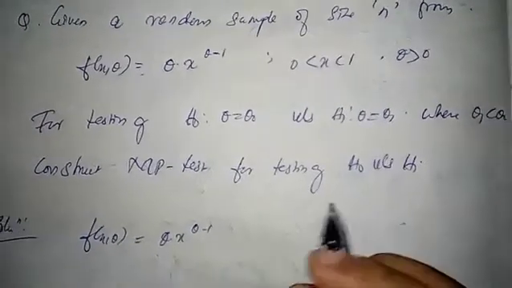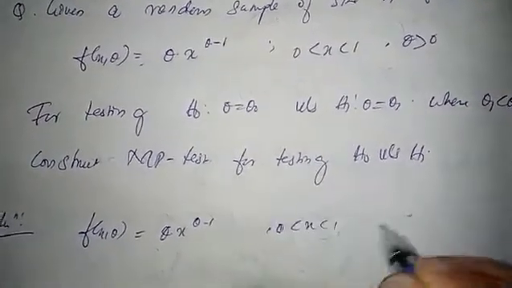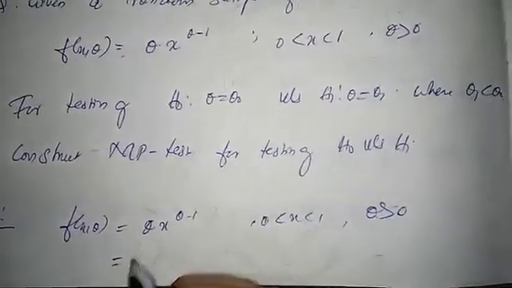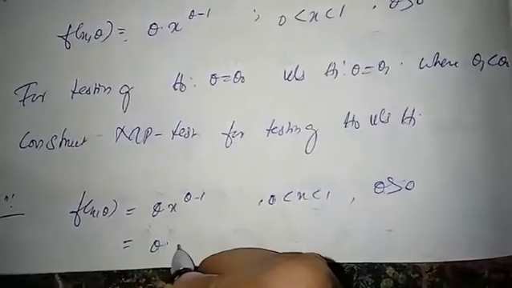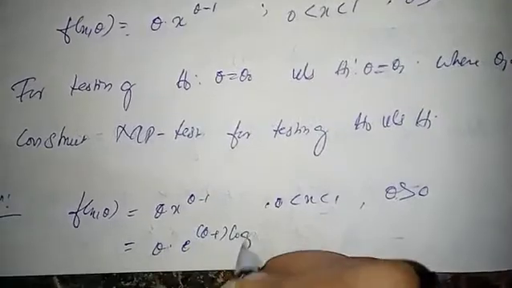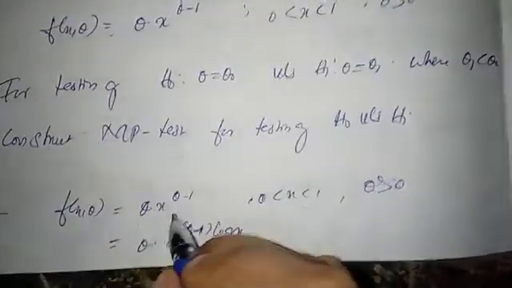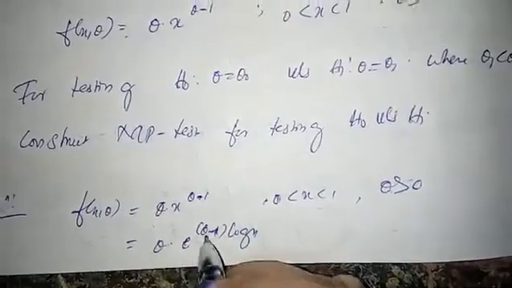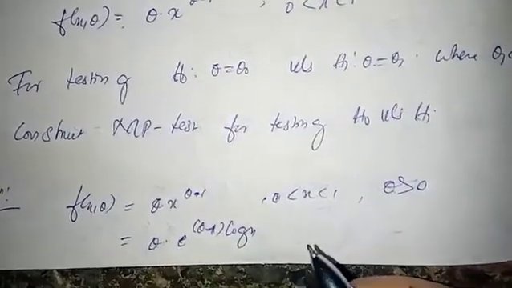So the solution is: here the density is theta into x to the power theta minus 1, 0 less than x less than 1, theta greater than 0. So here we will write this density as theta into e power theta minus 1 log x. Theta into x to the power theta minus 1, you can write this density as theta into e power theta minus 1 log x.